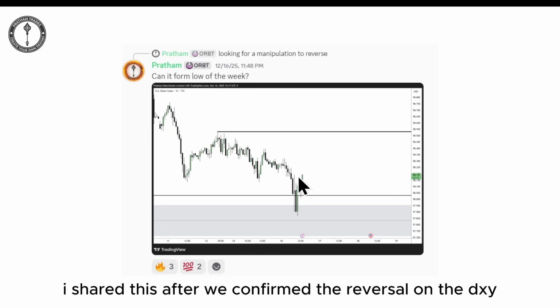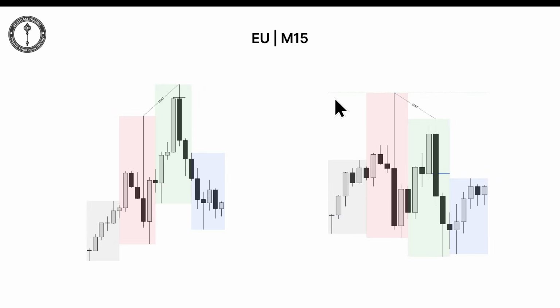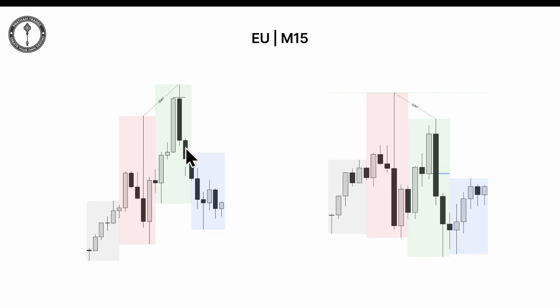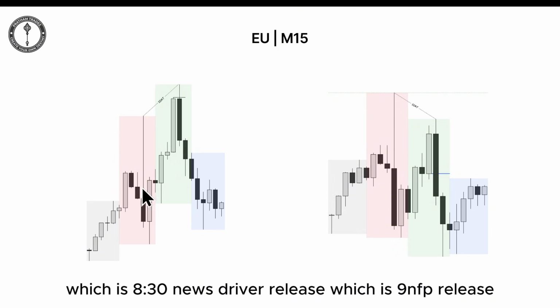I shared this after we confirmed the reversal on DXY on 15-minute where I executed right here. After the 9 a.m. candle took the high of the news candle, which is the 8:30 news driver release, which is the NFP release.